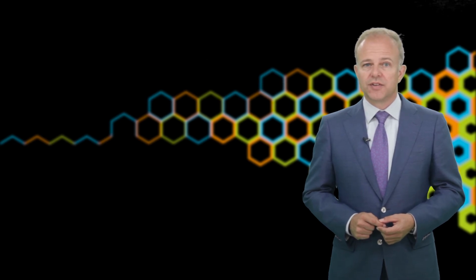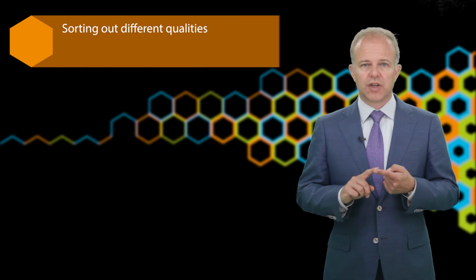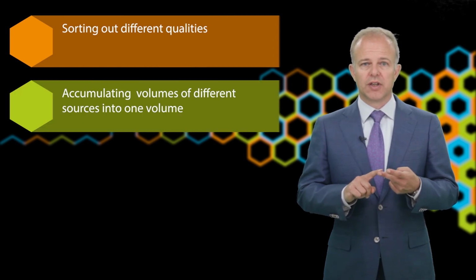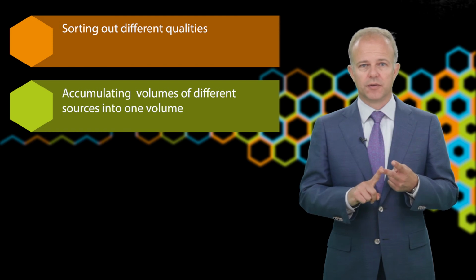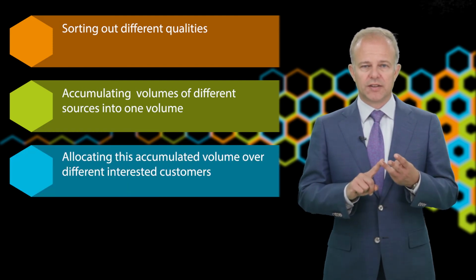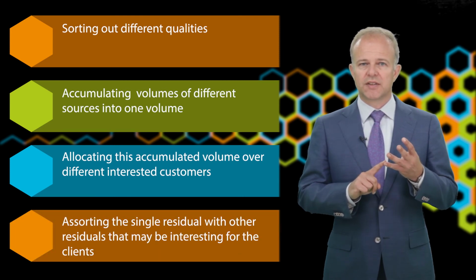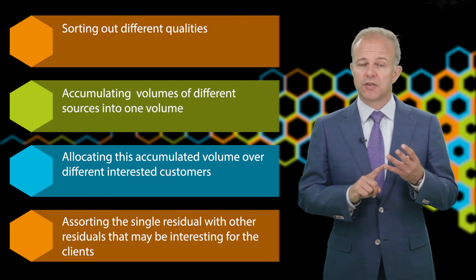As soon as you have a relatively low volume to trade, or the quality differs over time or over different volumes, there is room for intermediary services such as traders and logistics service providers. Traders or wholesalers may specialize, for instance, in collecting and reselling biomass waste and have functions such as the following: sorting out different qualities, accumulating volumes of different sources into one volume, allocating this accumulated volume over different interested customers, and combining the single residual with other residuals that may be interesting for the clients.